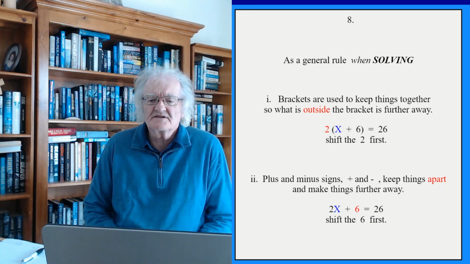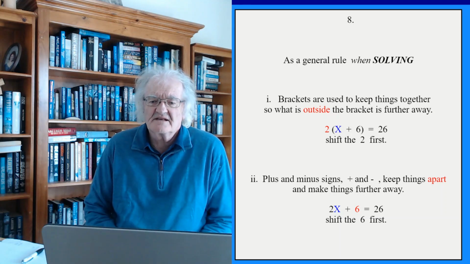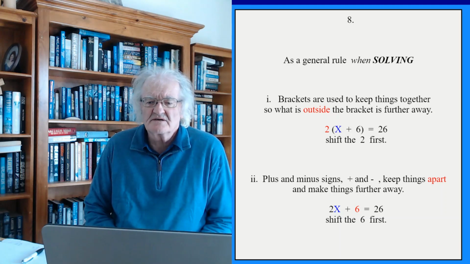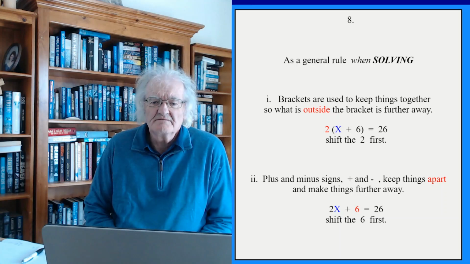Plus and minus signs keep things apart, and that can make things further away. In the equation 2x plus 6 equals 26, the plus sign means the 6 is further away from the x than the 2. So shift the 6 first.